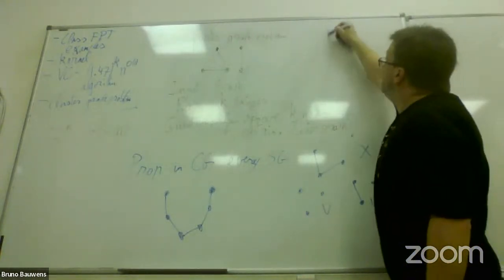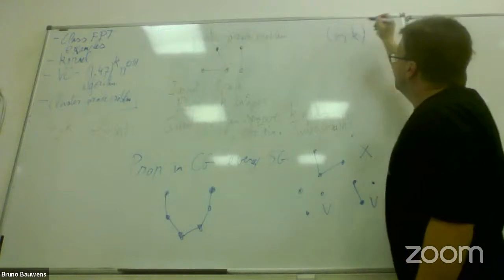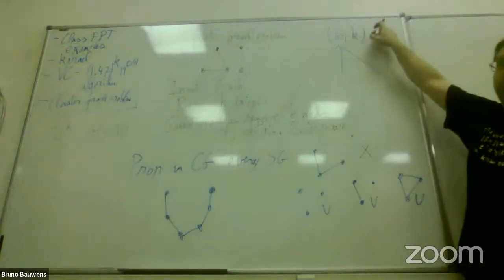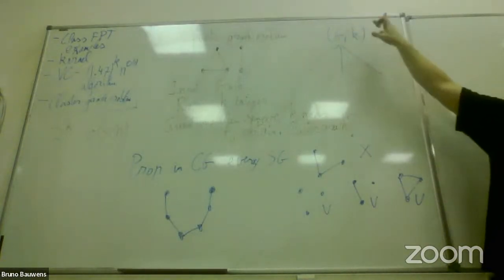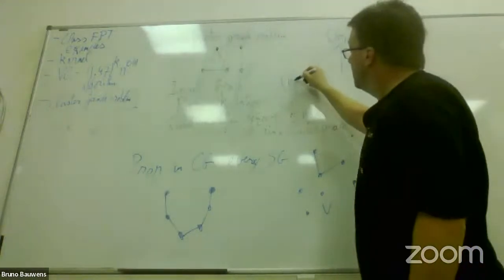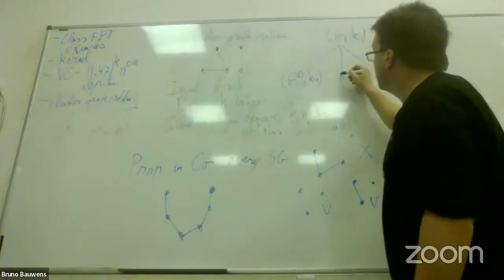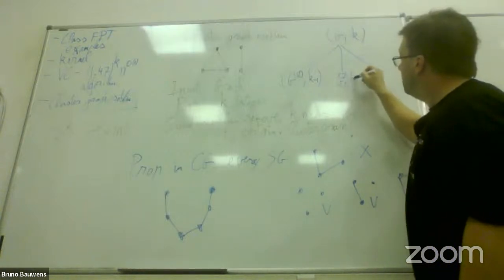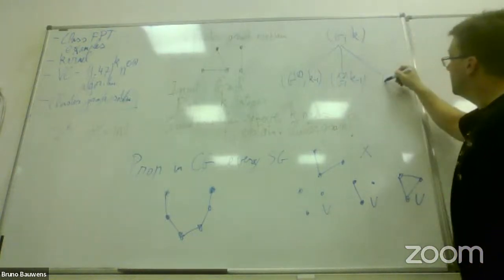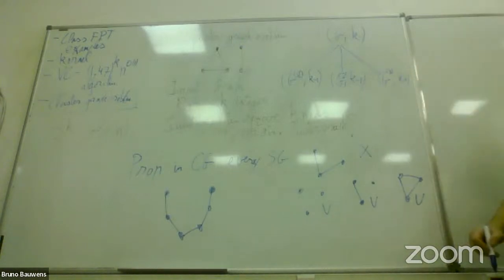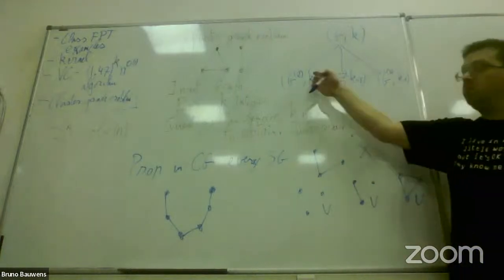So we start with G and K in the root, and then we have 3 branches. Either we know the answer, or we have 3 branches where we have G1 with K minus 1, G2 with K minus 1 instance, G3, and so on. So each time we remove 1 node and then we recurse.